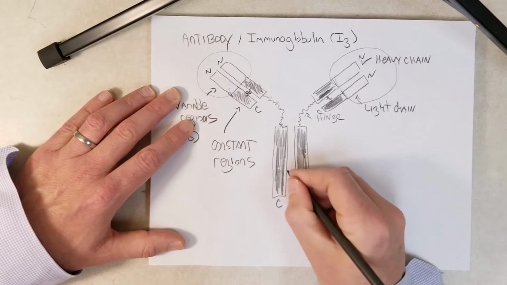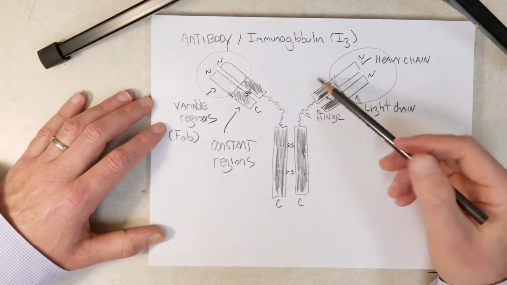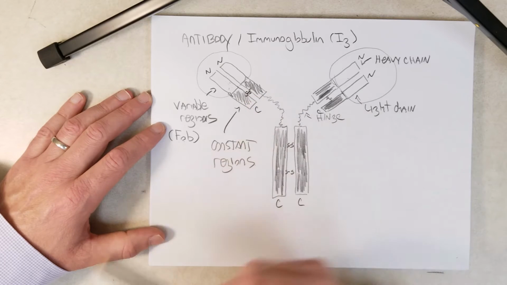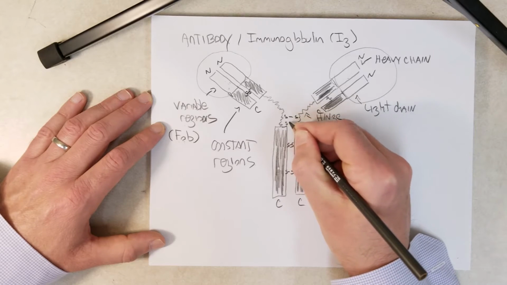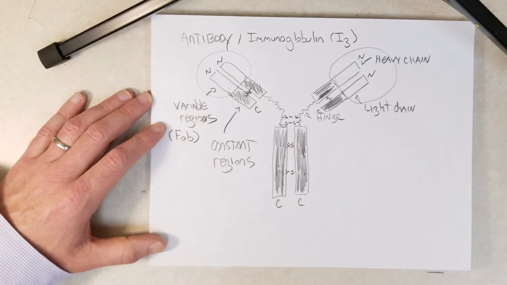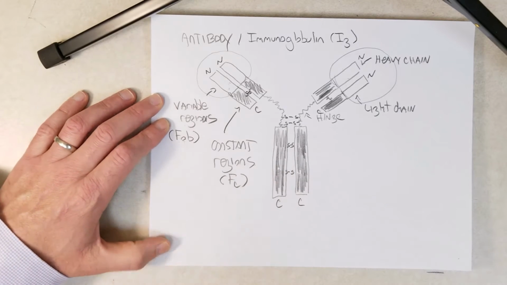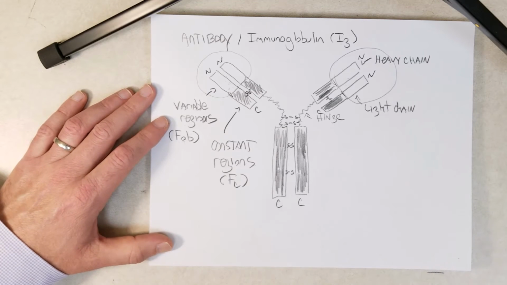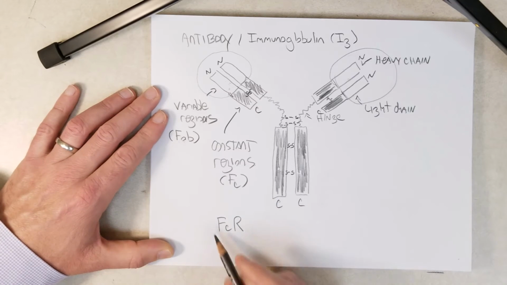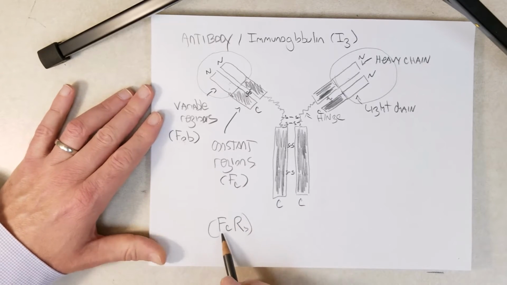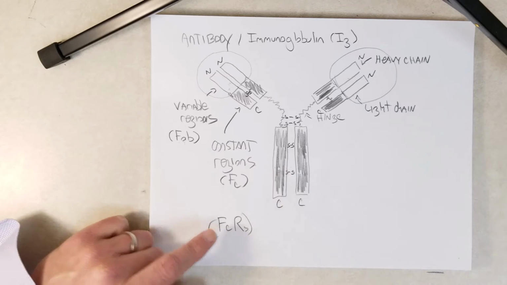We don't need to worry too much about that. I'm sure you will cover those in biochemistry. But that's what holds the heavy chains together with the light chains, disulfide bridges. And I think there are some up here too. So the constant regions are also called FC regions, and there are other receptors that bind antibodies, and some of those are called FCRs. So FC receptors, based on the fact that they bind the FC, the constant regions of the antibodies.